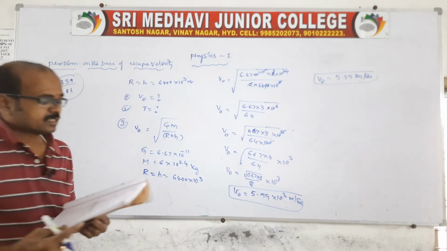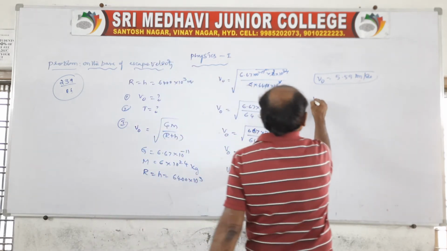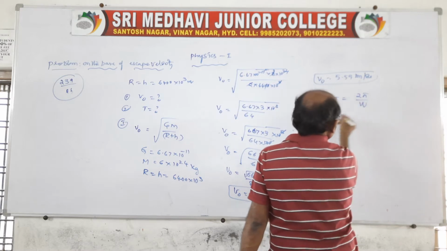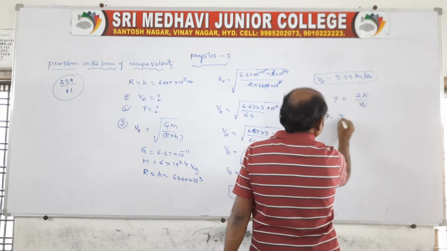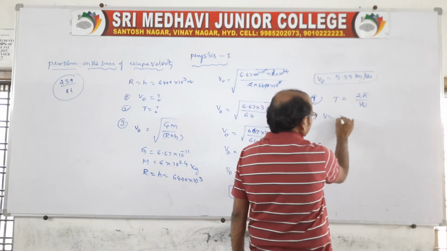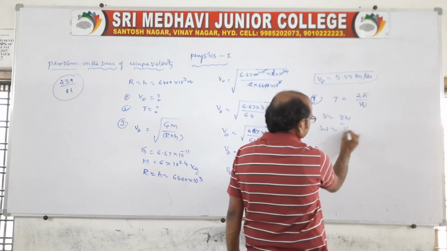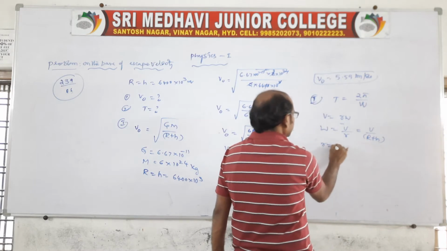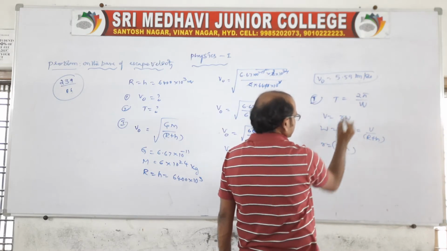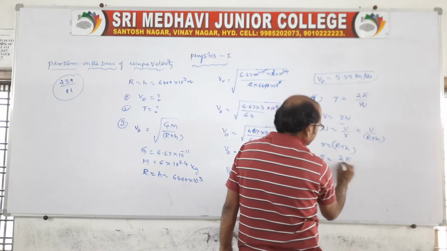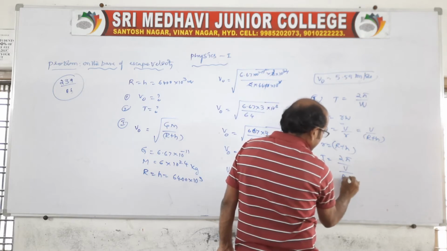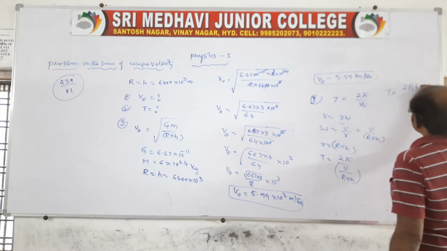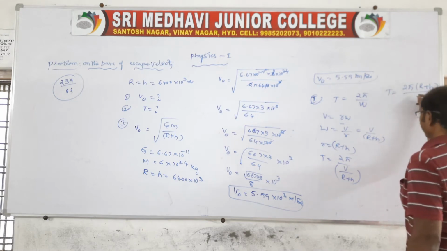Now it is also asking the period, no? Time period is asked. Look, time period is nothing but 2 pi by omega, of course. So V is equal to actually R omega, no? Here V is equal to R omega. In this, omega is equal to V by R. But small r is nothing but R plus H. So here the time period is equal to 2 pi by V by capital R plus H. So the time period will be 2 pi into capital R plus H by V.